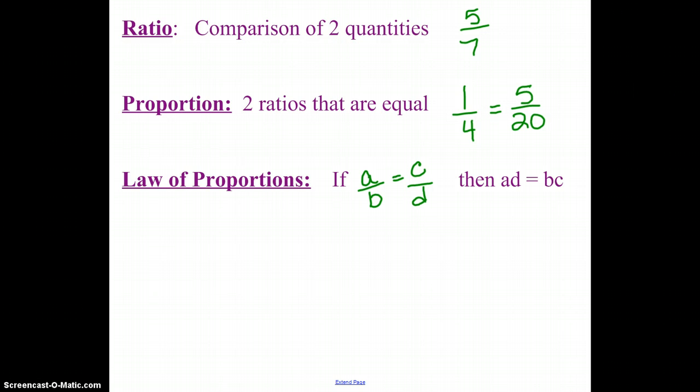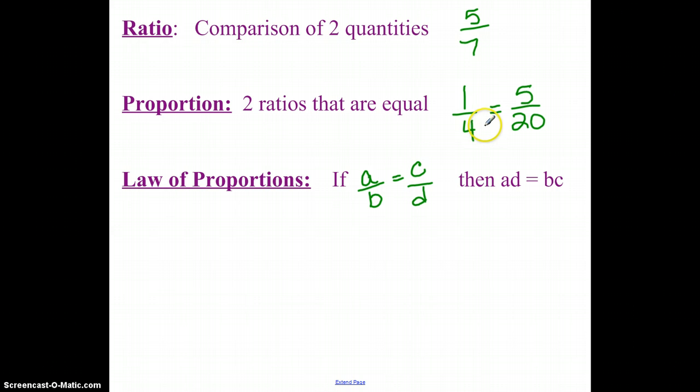So first of all, let's just talk a little bit about vocabulary words. A ratio is when you compare two quantities. So maybe it takes you 5 hours to do something, and it takes me 7. That would be a comparison of what we're doing here. A proportion is two ratios that are equal to each other. So 1/4 is equal to 5/20.